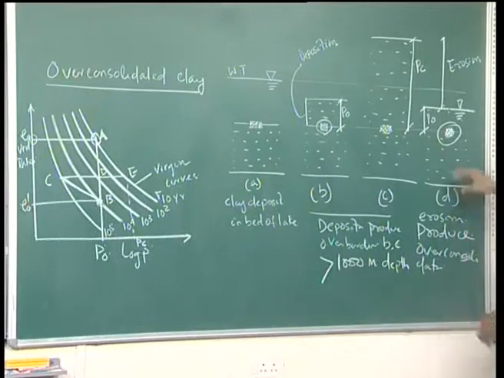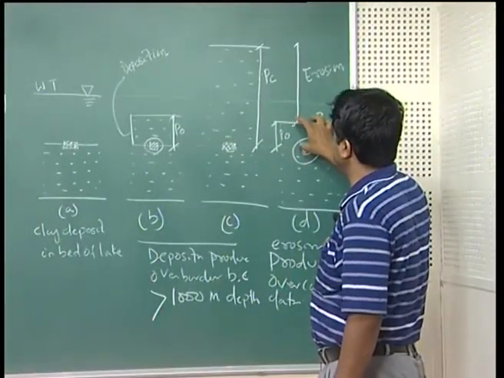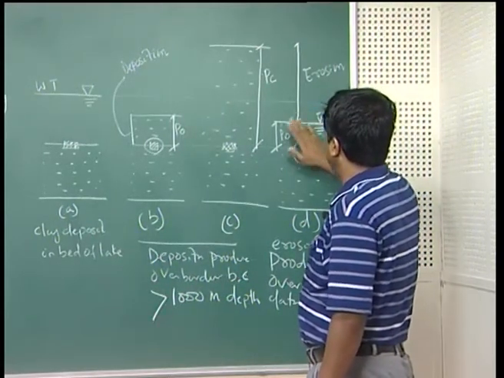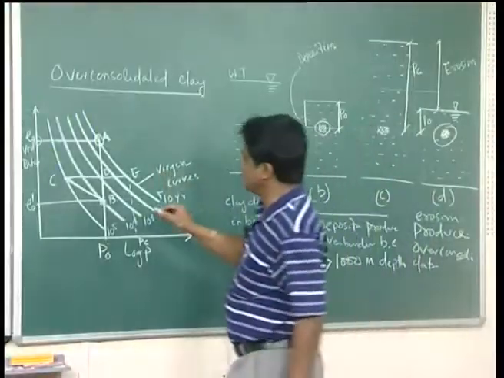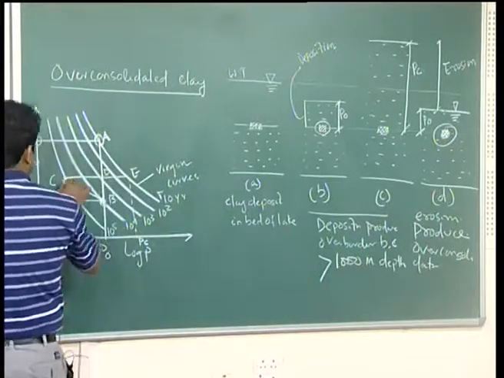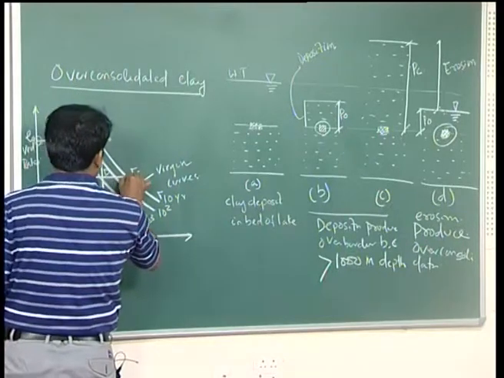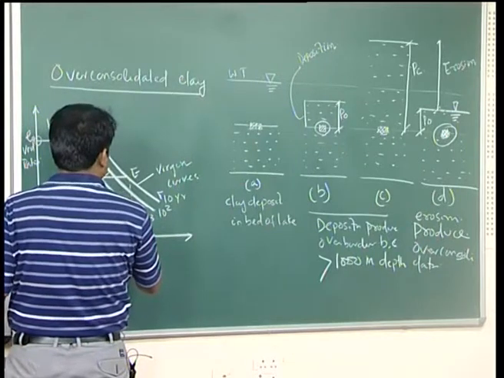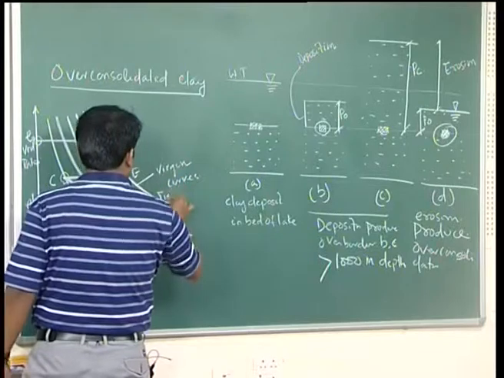Once you have taken the soil sample, the overburden P0 will be lost, meaning it will completely go away, so the sample will expand. Then once you put it in consolidation, it will again undergo recompression and continue up to E, corresponding to your pre-consolidation pressure. So now it will go C, D, E, F.